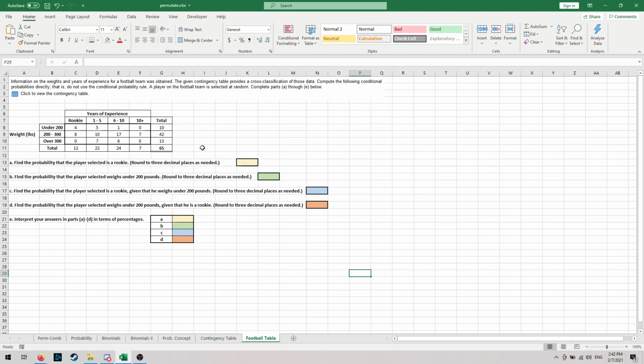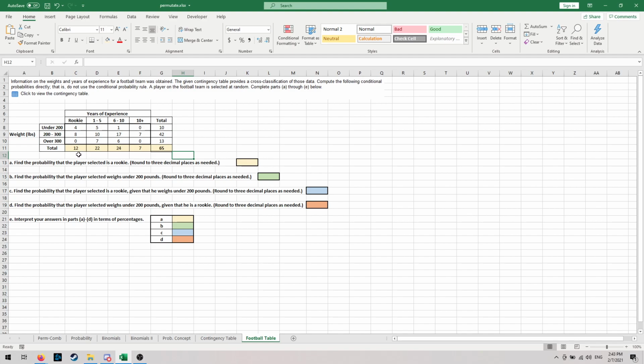So first we're asked, how likely is it that the player is a rookie? These columns here sort the players by their years of experience, and their total here at the bottom. And I'm just going to color this in the same color as our answer cell. So we can see right here that we have 65 players on our football team, and 12 of them are rookies. So 12 out of 65, if you were to think of it like a mark on a test. What this is asking is, if I were to completely blind select a guy from this football team, how likely would it be that I selected a rookie?